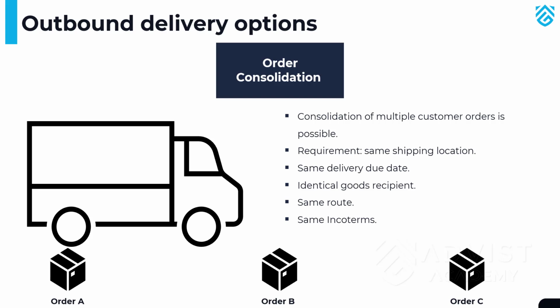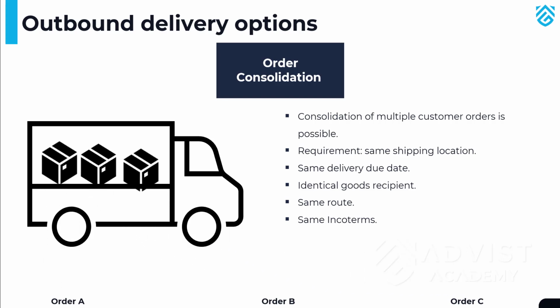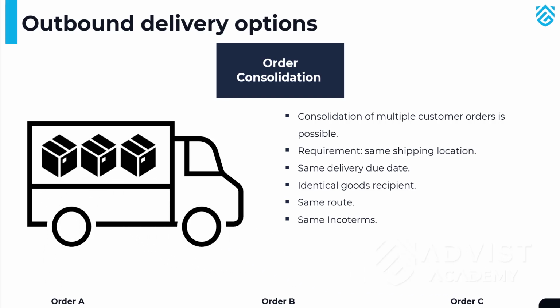There can also be order consolidation, where multiple sales orders are combined into one delivery. For this to work, the orders must have the same shipping point, same delivery due date, same goods recipient, same route, and same Incoterms. In this example, the customer, Leno, has requested a complete delivery of 15 laptops.